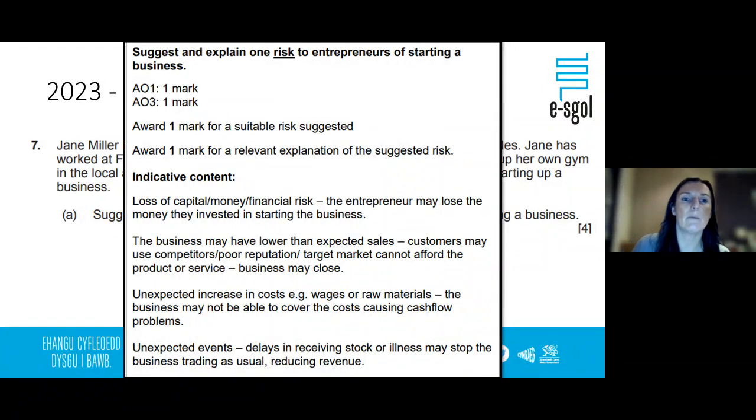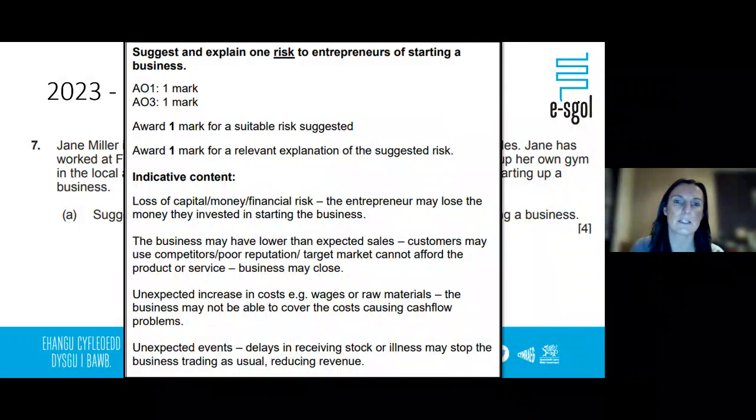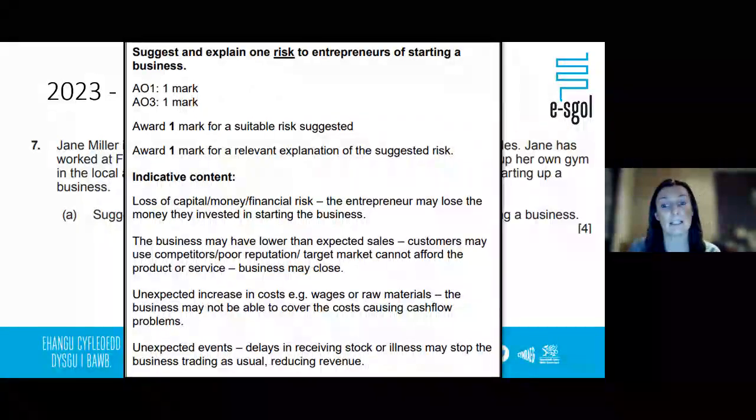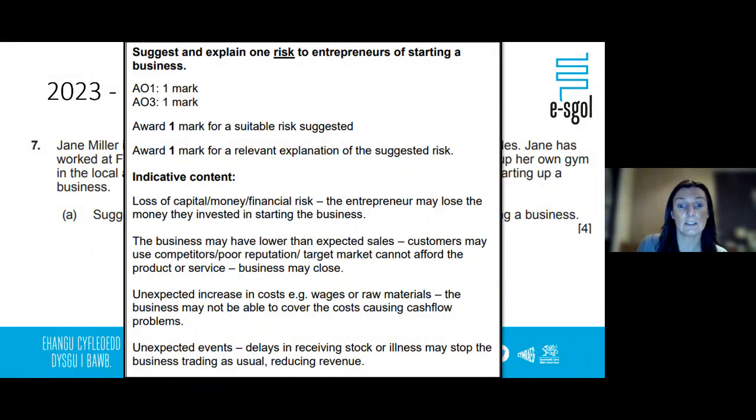So you're getting 1 mark for AO1 and then 1 mark for AO3, which is expanding on that point. You're getting 1 mark for a suitable risk suggested, 1 mark for a relevant explanation of the suggested risk. So you need to go beyond just saying what the risk is. It could be loss of capital, money, financial risk. The entrepreneur may lose money they invest in starting the business. The business may have lower than expected sales and customers may use competitors, poor reputation, the target market cannot afford the product or service. The business might close.